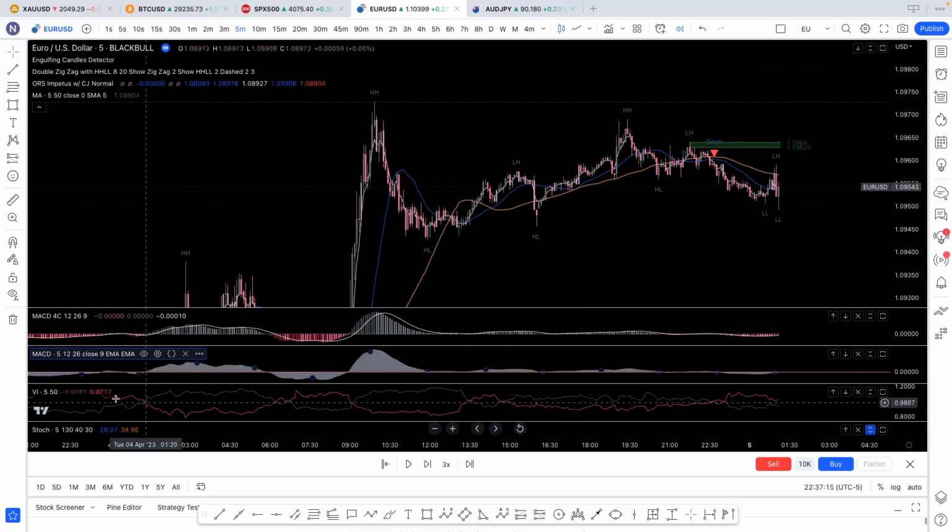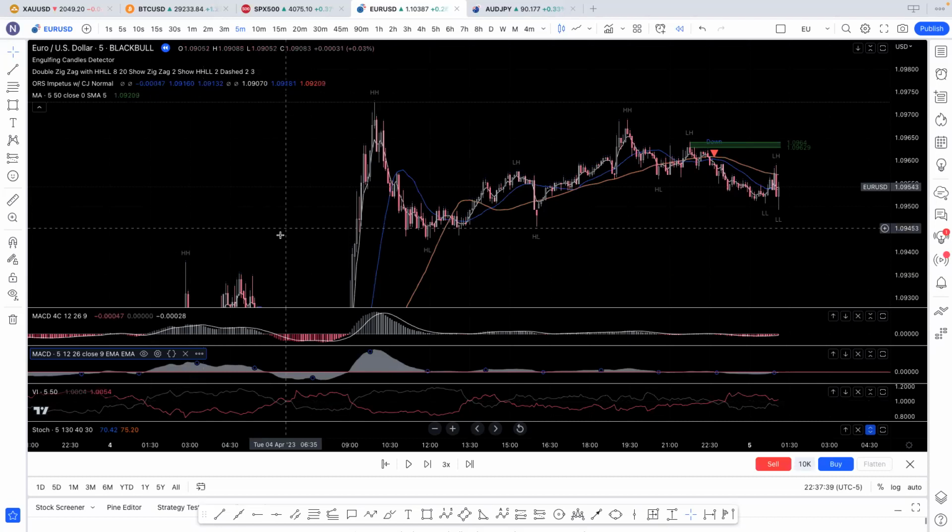And then I have my Vortex on, with the length at 50 and the time frame at 5. And then I have the stochastic here. I'm not quite sure how to use it, but I have it on here just as a reminder of something for me to learn in the near future. However, I have it set on the 5-minute time frame as well.